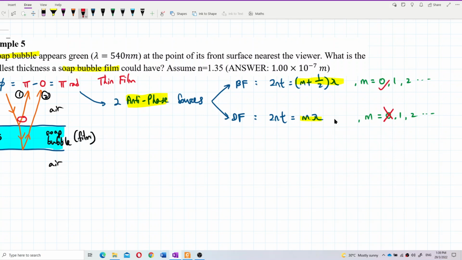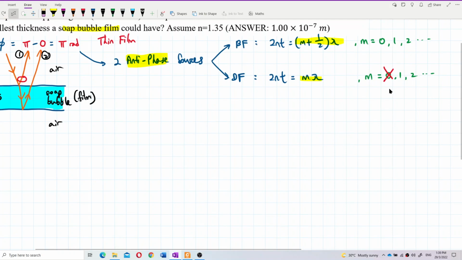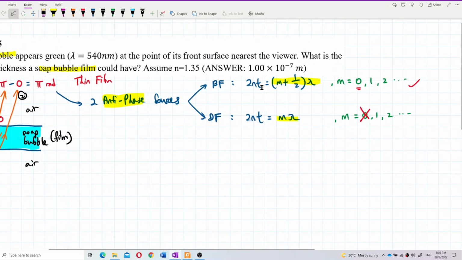The bright fringe order can start from 0 because there is still a half lambda in the formula. Even if you put the order equal to 0, the thickness still has half lambda, so the thickness is not 0. So it's possible. This order can start from 0 because you still have the thickness of the thin film, so it's still feasible and correct.